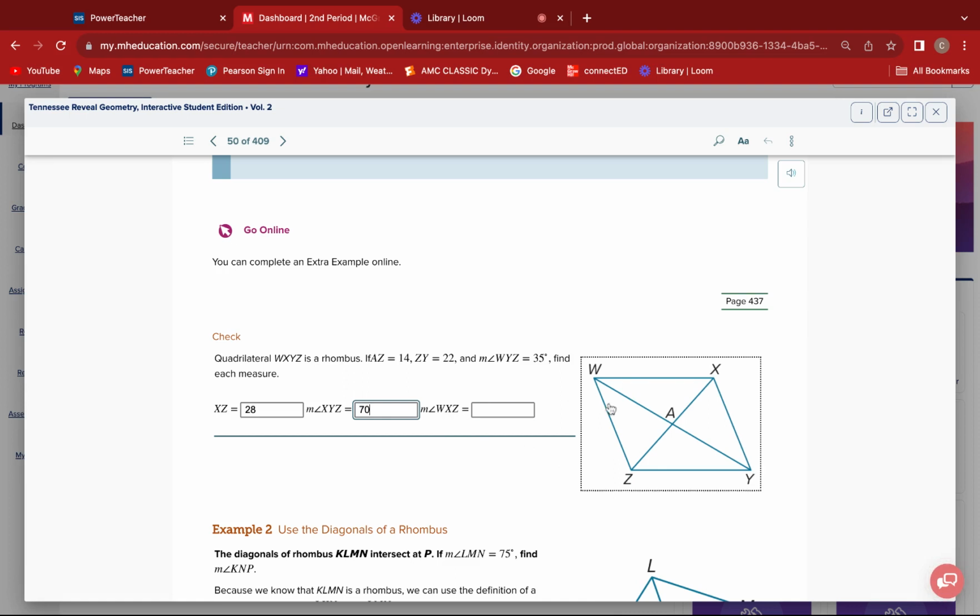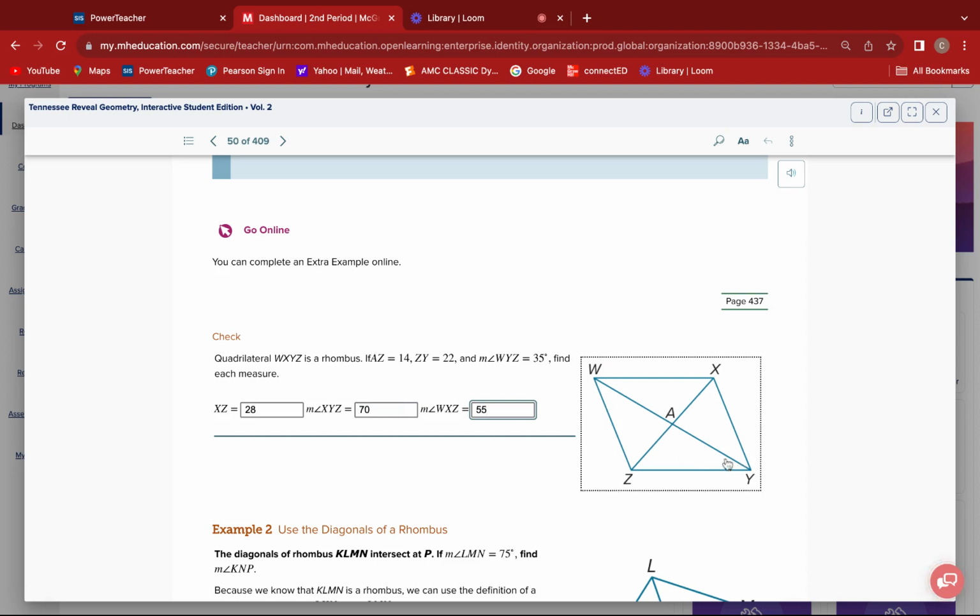All right, WXZ. They want this angle right there. Okay, well, there's several different ways you can do this. If I know that this entire angle is 70, and these are supplementary, big angle X and big angle Y, I can do 180 minus 70 is 110, and then divide it by 2 to find out what each one of these is, which is going to get you the right answer. So 110 divided by 2, that would be 55 and 55. That's one way to do it. Not the only way.